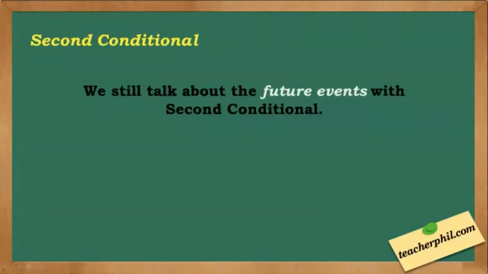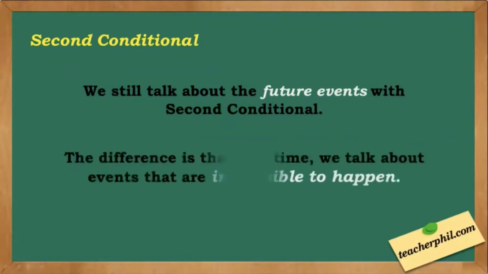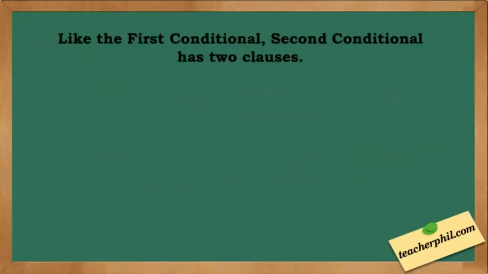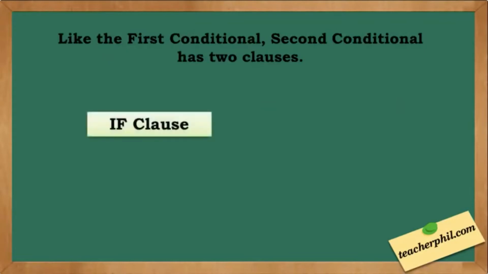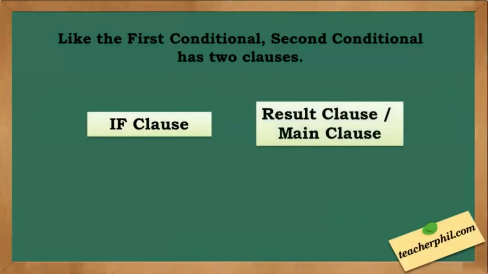Second conditional. We still talk about future events with the second conditional. The difference is that this time we talk about events that are impossible to happen. With the first conditional, we talk about events that are possible to happen. Like the first conditional, the second conditional has two clauses: the if clause and the result clause, which is the main clause.